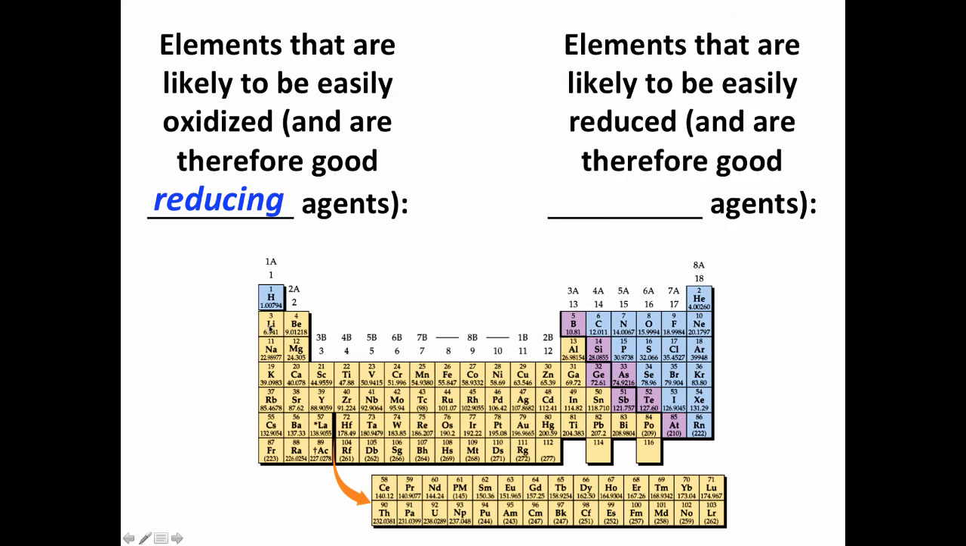Now, sort of conversely, elements that are likely to be reduced, and therefore make good oxidizing agents are things that are good at gaining electrons, and they tend to be more on the right side of the periodic table. So the halogens, for example, fluorine or chlorine or bromine, are pretty good at gaining electrons and being reduced. Similarly for oxygen and sulfur, etc. So this part of the periodic table tends to have elements that are more likely to be reduced.